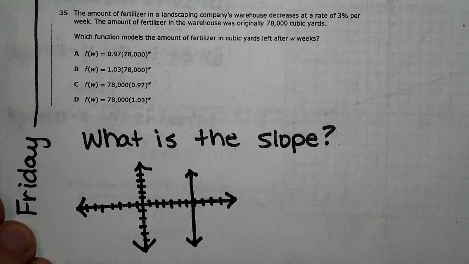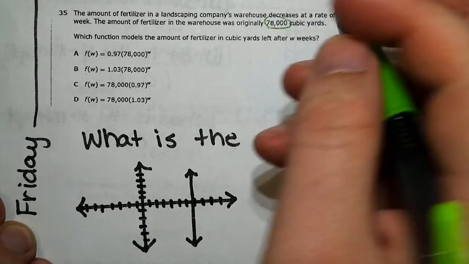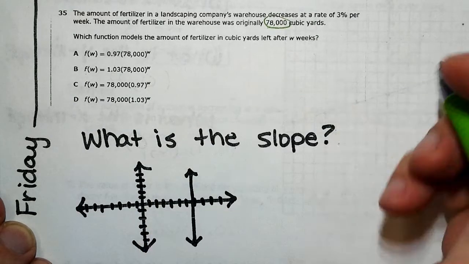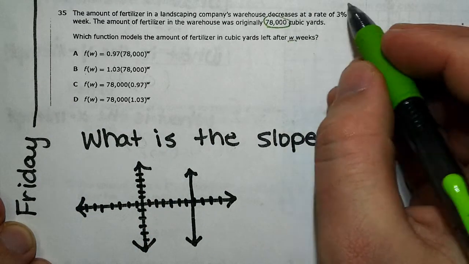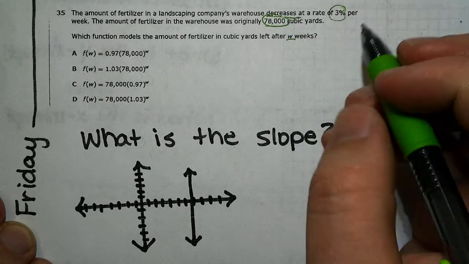So this one says, number 35, the amount of fertilizer in a landscaping company's warehouse decreases at a rate of 3% per week. The amount of fertilizer in a warehouse was originally 78,000 cubic yards. Which function models the amount of fertilizer in cubic yards after W weeks? So we have it decreasing, and we have a rate of 3%.